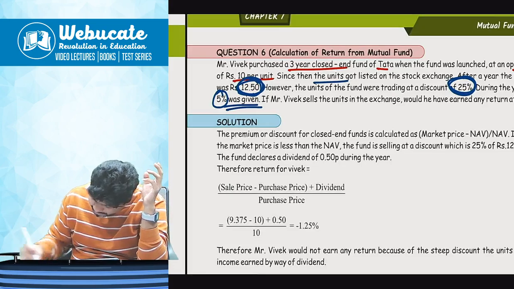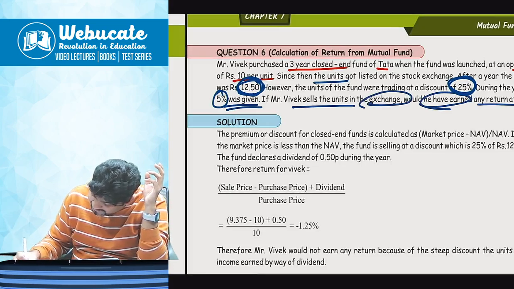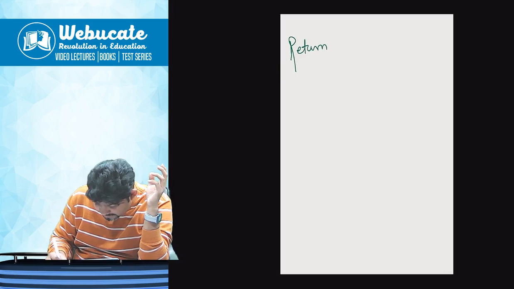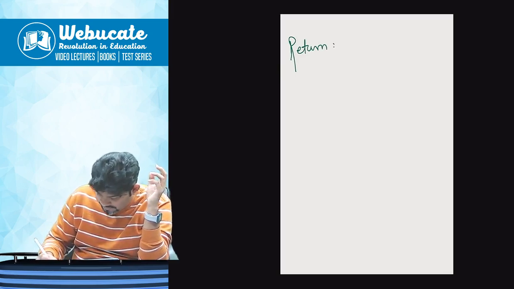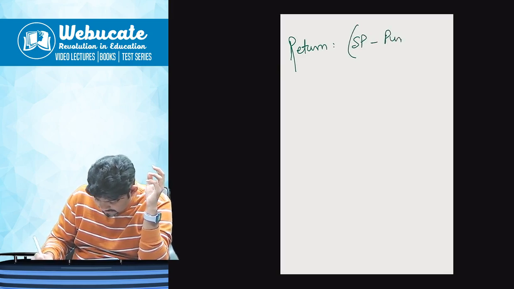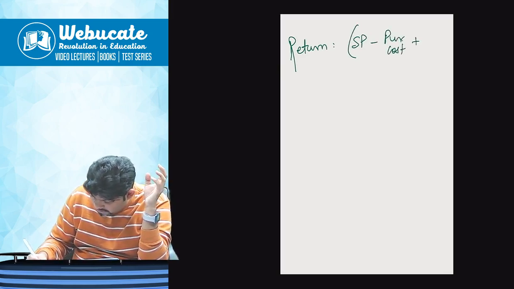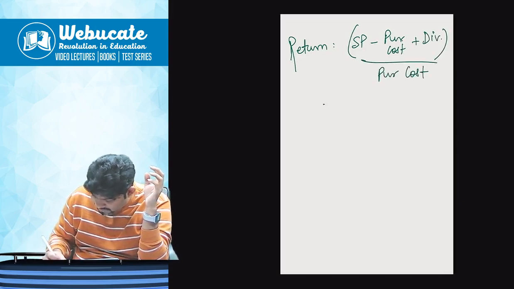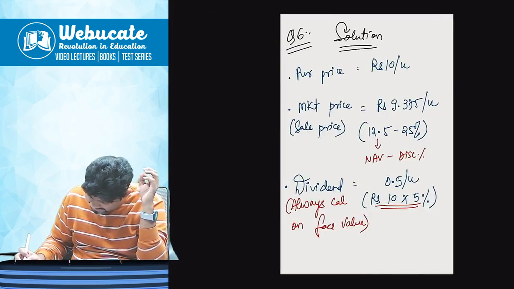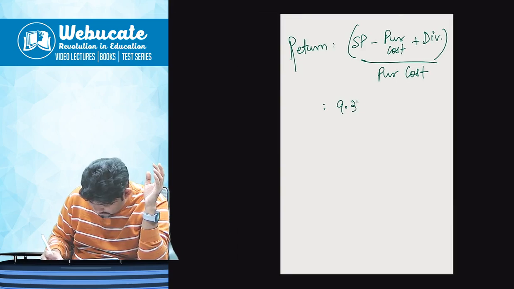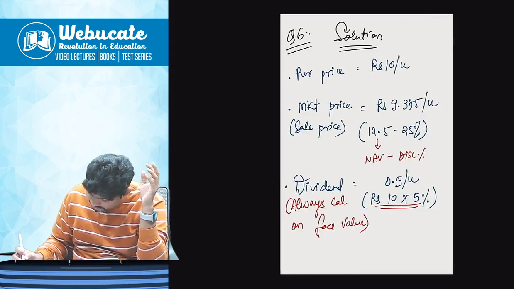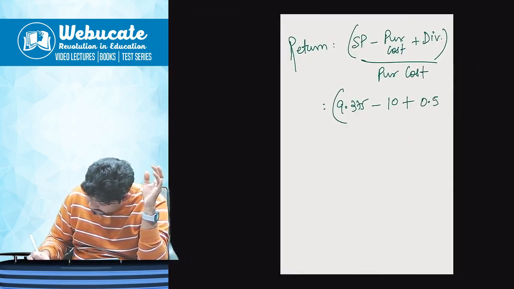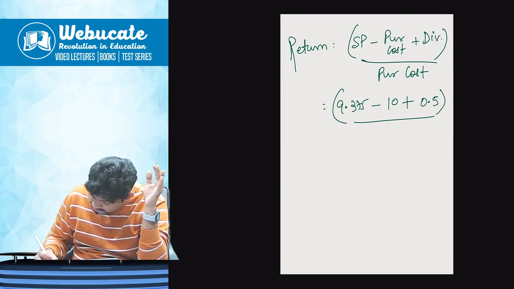So what is the thing that we have to do? If Vivek sells the unit in exchange, how would he have earned any return at all? So how do you calculate the return? Do you know how to calculate the return? Yes, sir, we know. Selling price minus purchase cost plus dividend on purchase cost. How much is the selling price? 9.375 minus purchase cost plus dividend 0.5 divided by purchase cost 10.